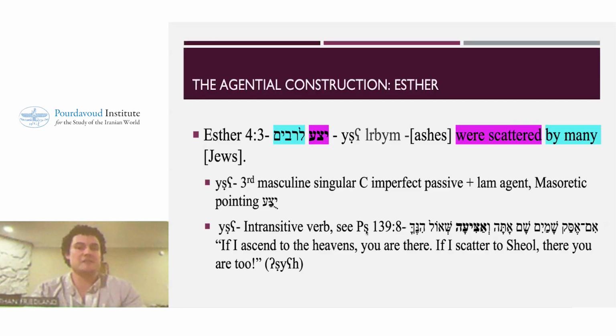Yatsa is an intransitive verb in Hebrew, and to demonstrate this, I included a particularly arresting passage from Psalms that I just thought was fun. If I ascend to the heavens, you are there. If I scatter to Sheol, there you are too. So here, yatsa, scatter is not, you are not scattering something, you are essentially being scattered. It's intransitive, even when it is not in the passive sense. So despite some variances between Aramaic to Hebrew, this agential should look pretty familiar and can be readily understood in the same fashion.